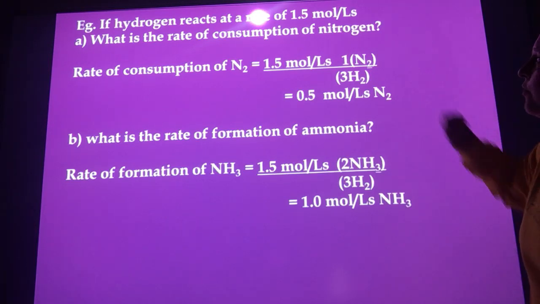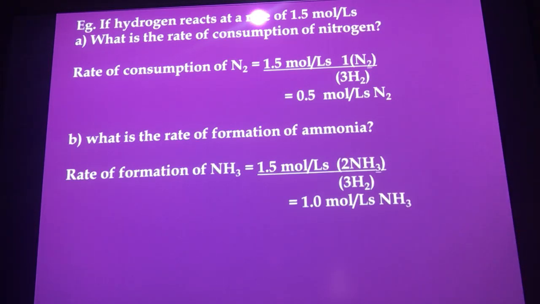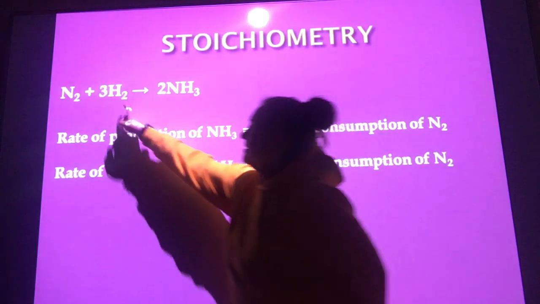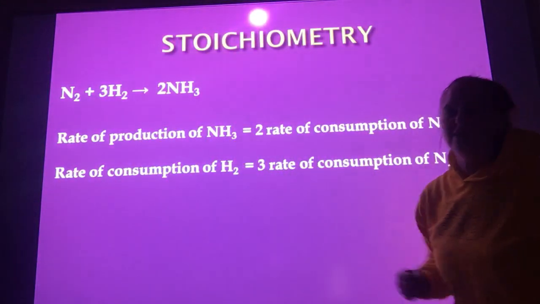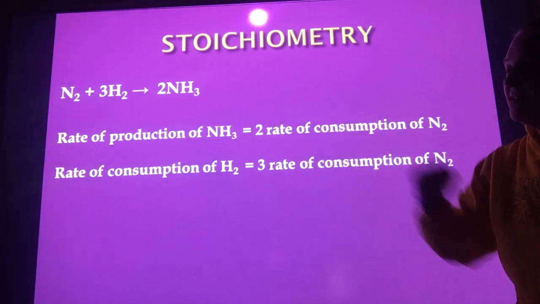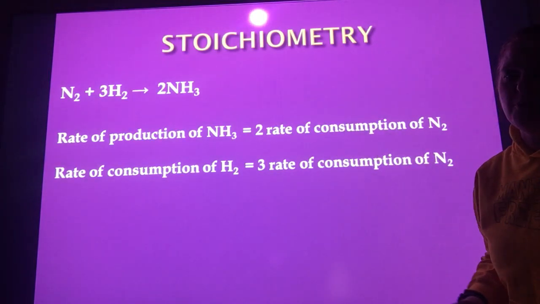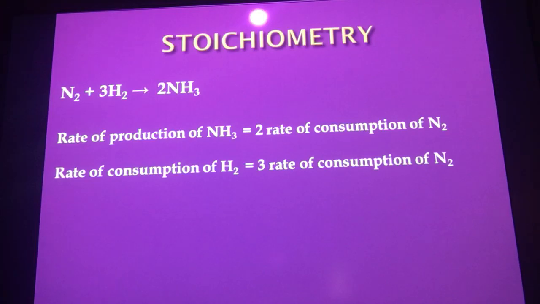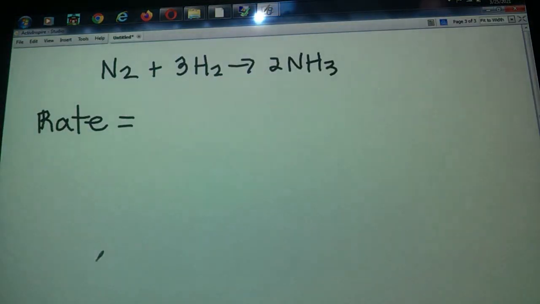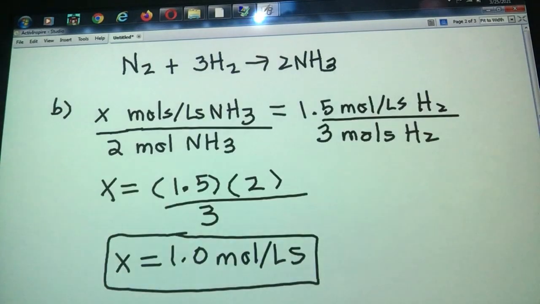So for this one, we tell you what rate hydrogen reacts at. It reacts at a rate of 1.5 moles per liter per second. So we've told you our reference point is hydrogen. Hydrogen is reacting and getting consumed at a rate of 1.5 moles per liter per second. So based on that, how fast is nitrogen being used up and how fast is ammonia being produced? So I am going to switch now to my ActivInspire. So hopefully that's set up.